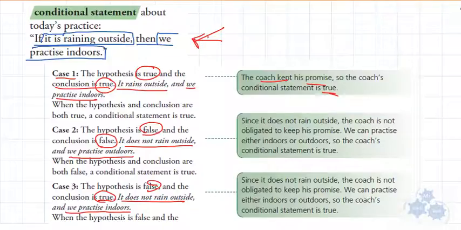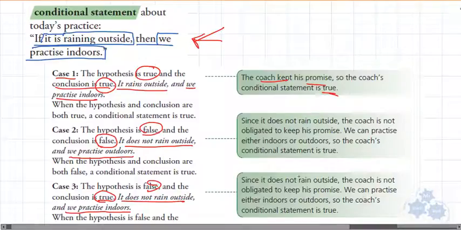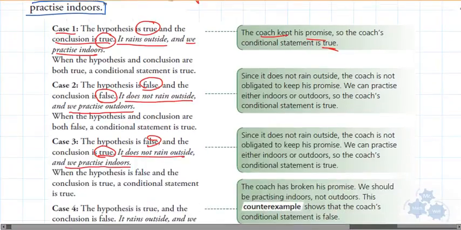So it's nice outside, but we're going to practice indoors anyways. Has the coach broken his promise? Well, no. He's not obligated to keep his promise because this hypothesis here is false. So we can practice outdoors or indoors. Okay. So this is okay. So we still have the conditional statement overall is still true.